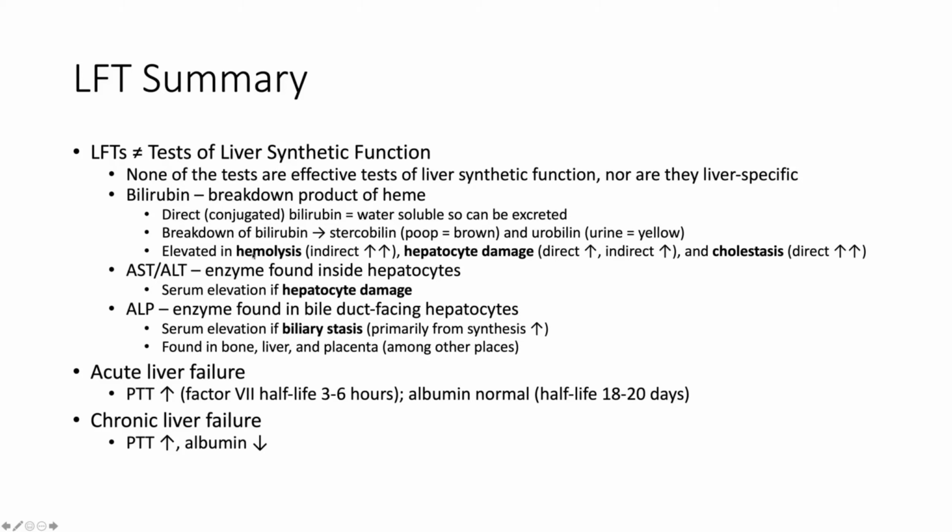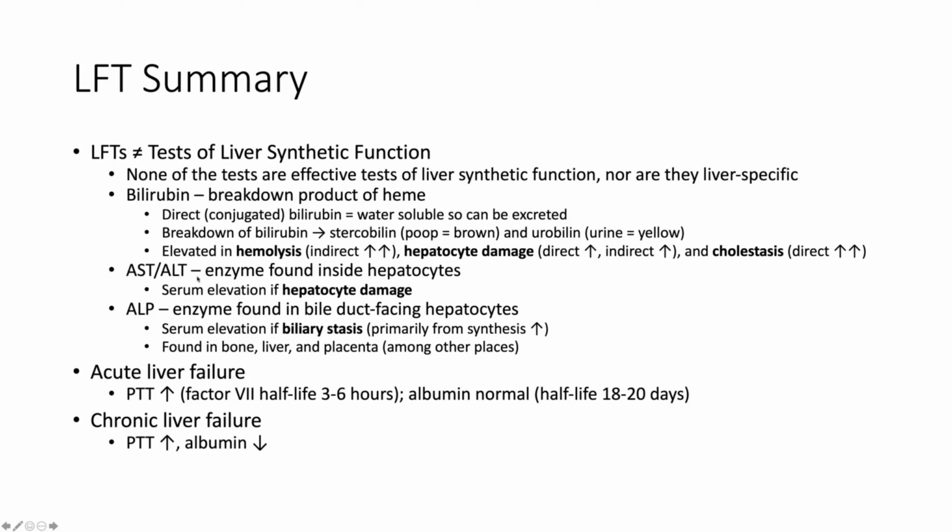Bilirubin is elevated in hemolysis, right? So in hemolysis, your indirect bilirubin would be really high because you are producing a lot of bilirubin and haven't had a lot of time to conjugate it yet. So the indirect or unconjugated bilirubin would be very high. It's also elevated somewhat in hepatocyte damage, where it's both direct and indirect, and in cholestasis, where it's mainly direct.